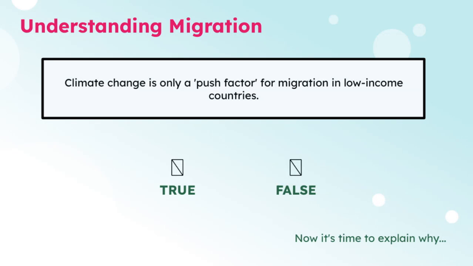Now let's test a common assumption. The statement says, climate change is only a push factor for migration in low-income countries. Is that true or false? A push factor is something that forces or encourages people to leave a place. Climate change can certainly be a powerful push factor in low-income countries, especially where people have fewer resources to adapt.